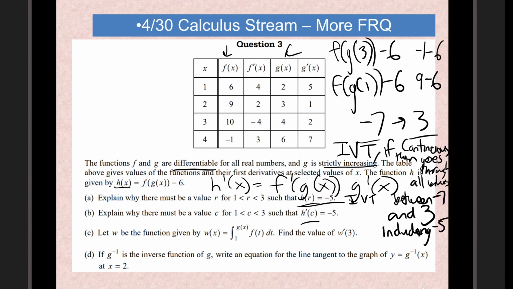And it's continuous because f and g are continuous. Oh yeah, no worries.